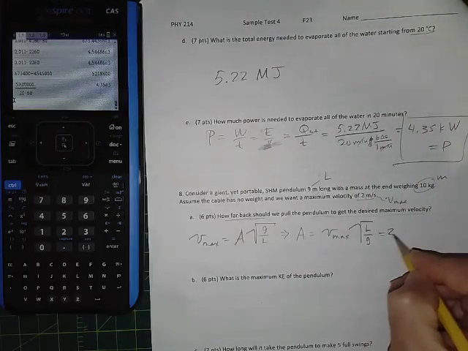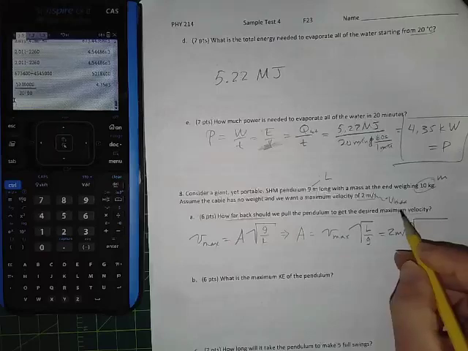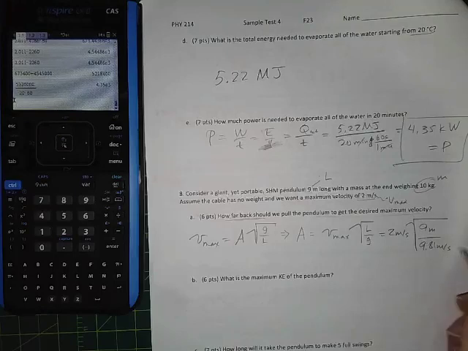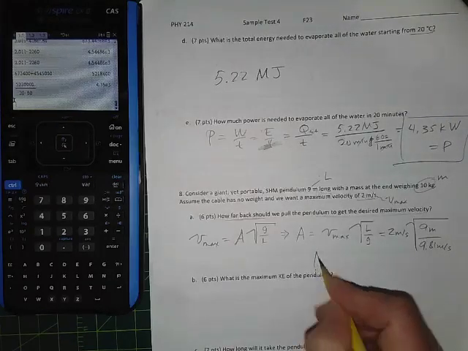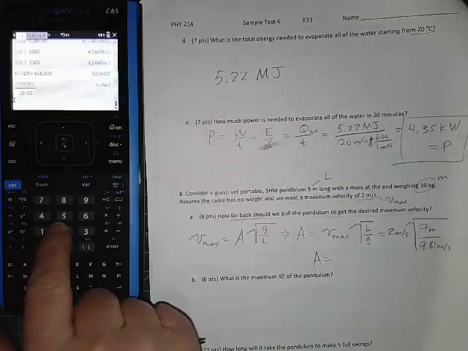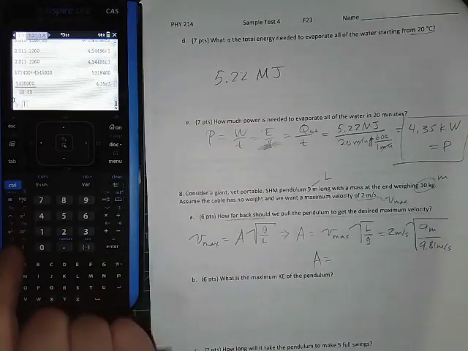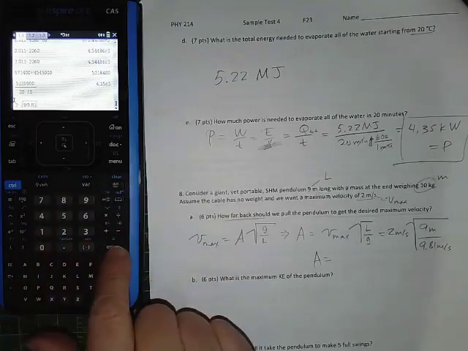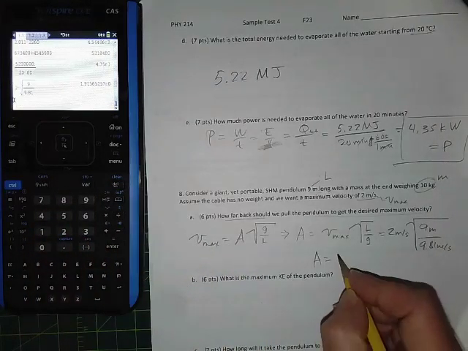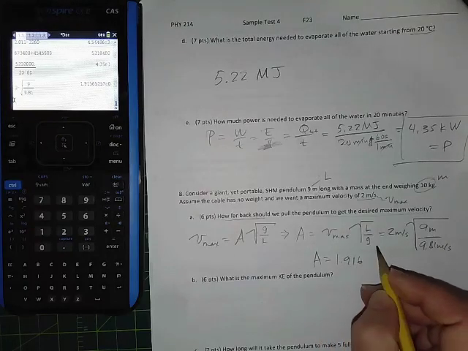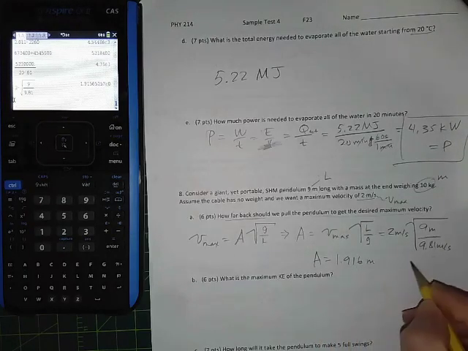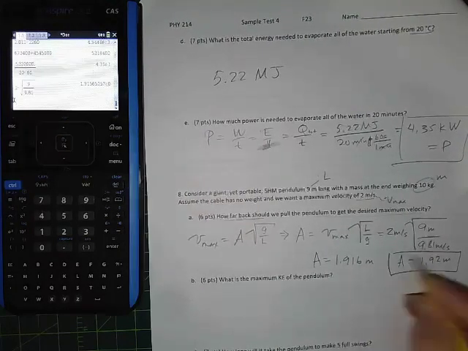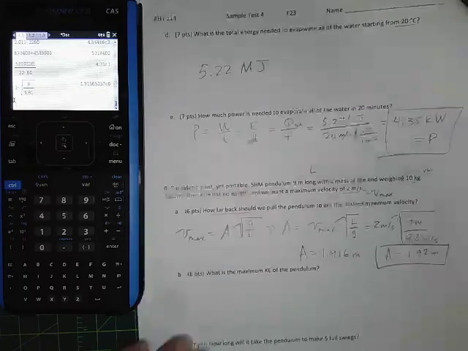Alright, Vmax is 2 meters per second, L is 9 meters, and G is 9.81 meters per second squared. We'll assume we're on Earth here. So we're going to get an A here of 2 times square root 9 divided by 9.81. 1.916 meters, so A is 1.92 meters. Alrighty.